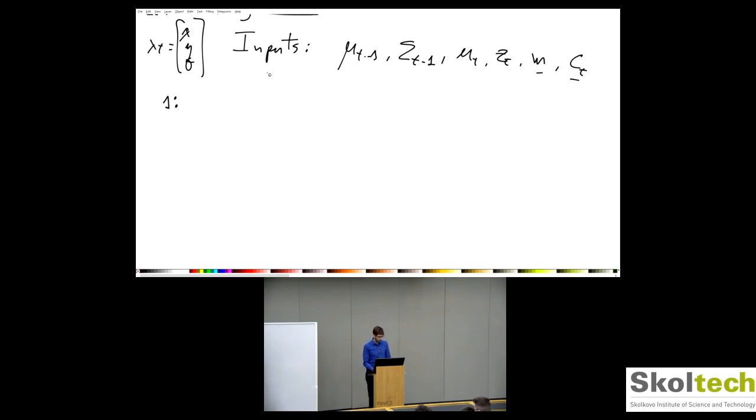Just in case, let's go over the derivation, right? So the first thing is we need to calculate the Jacobian. You have this in another page of Probabilistic Robotics. You have this in a previous lecture. You will implement this in the next problem set. We also need the Jacobian with respect to actions.